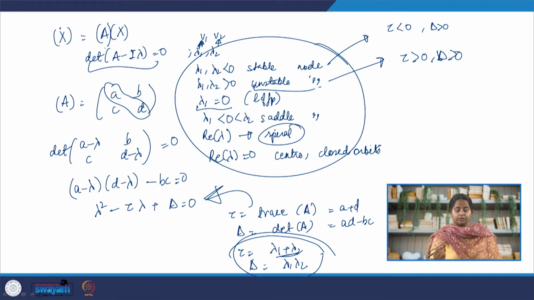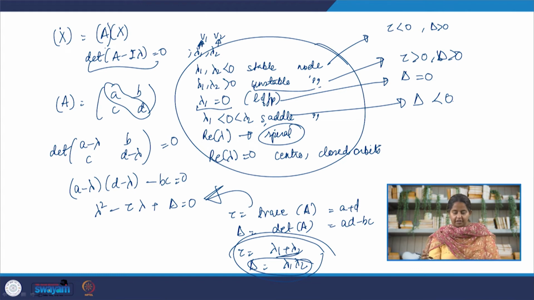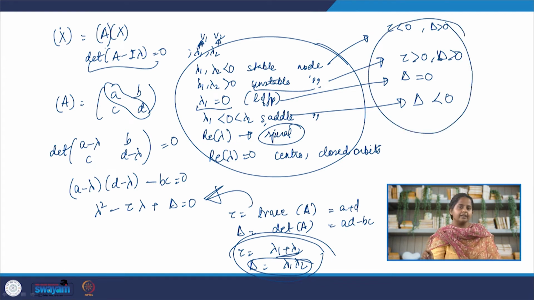Now, when lambda 1 is equal to 0, so you are dealing with a line of fixed points or a plane of fixed points, then your delta will become equal to 0. When you are dealing with a saddle node, your delta will be negative, because one eigenvalue is negative and the other is positive. So the product of the two eigenvalues, which is the determinant of the matrix A, will be less than 0. Now, this is interesting. Why did I say that this will not always be the case? Because if your eigenvalues are purely real, then this will be the case. But if they are not real, then we are dealing with an inbound spiral, outbound spiral, and centers or closed orbits.